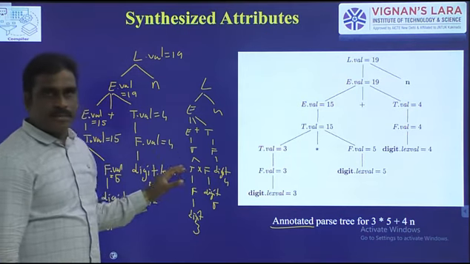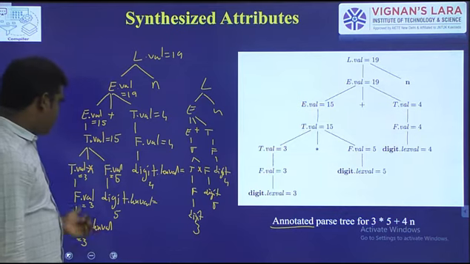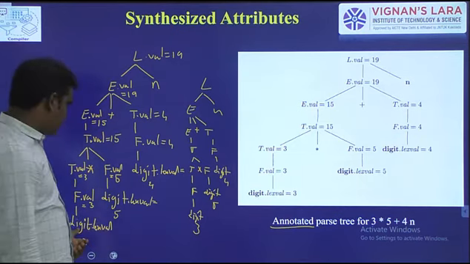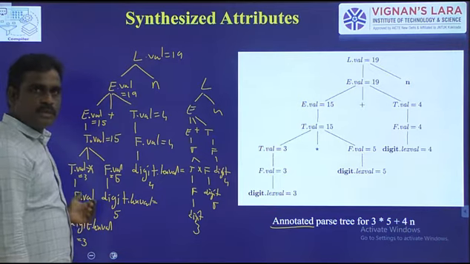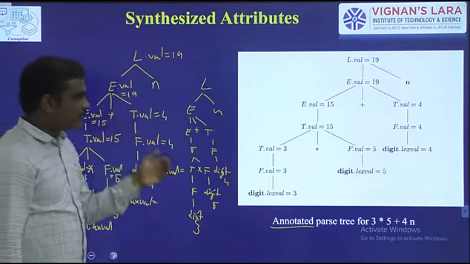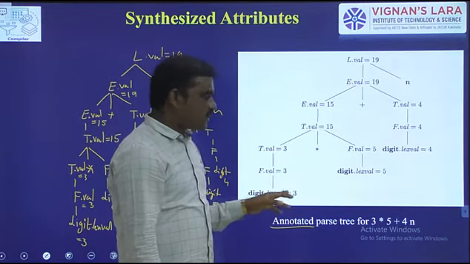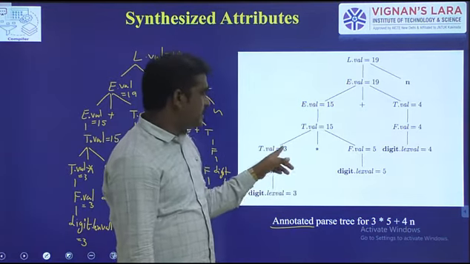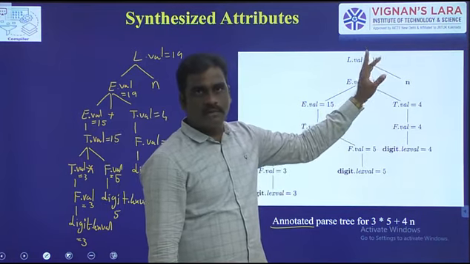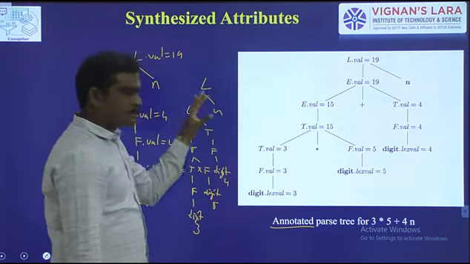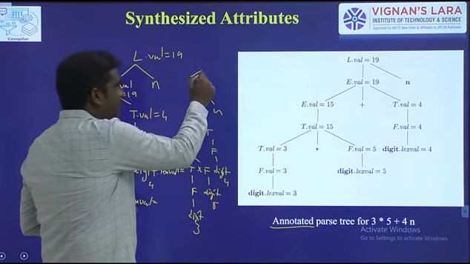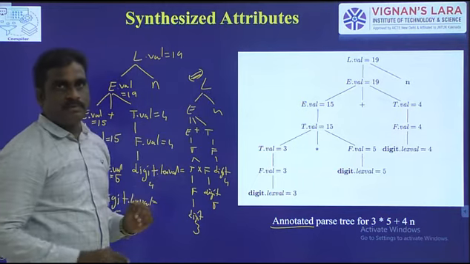But annotated parse tree means each and every node having some value. Suppose this node value is 3, this node value is 3, this is 3, this is 15, 15, 19 like that. So digit.lexval is 3, 3, 3, 15, 15, 4, 4, 4, 19, 19. So this is the parse tree. All of you know very well about the parse trees and how to draw them.